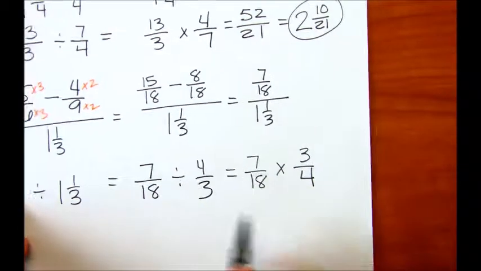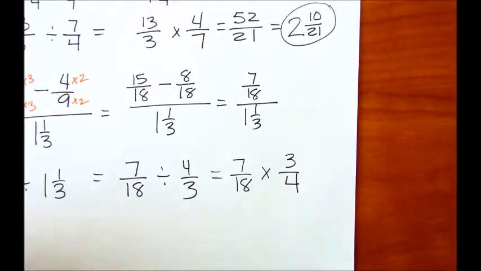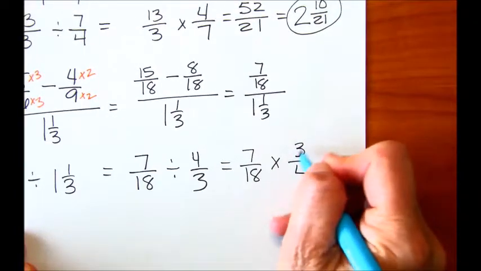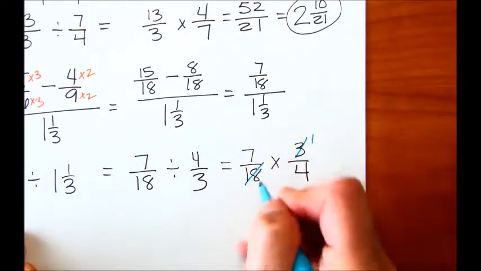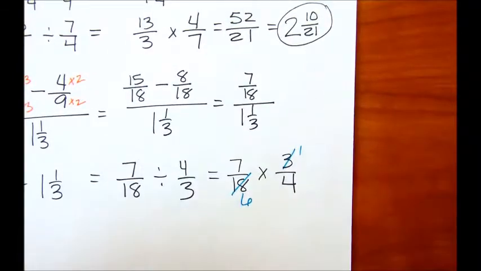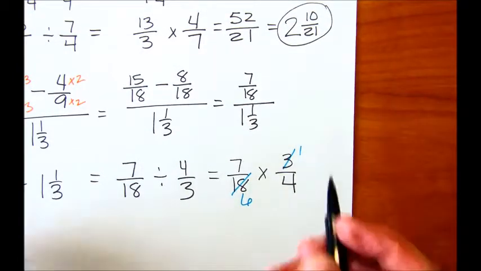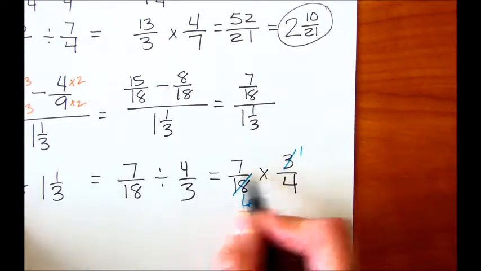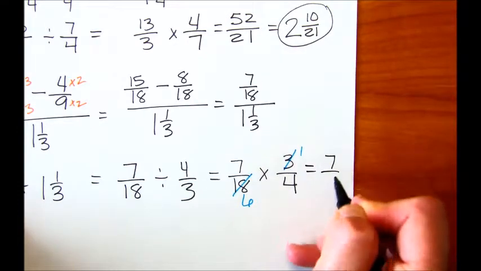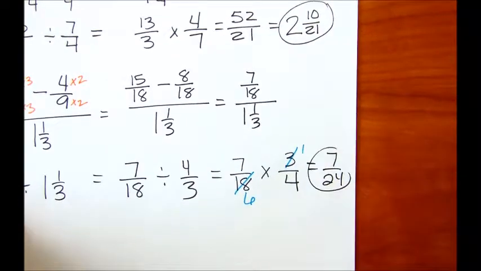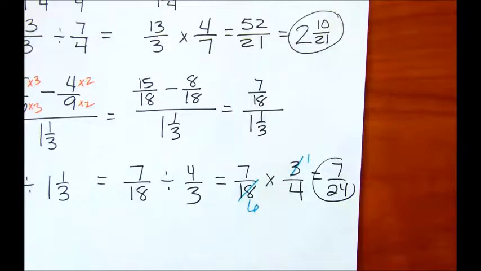All right. Looks like we can reduce the 3 and the 18. 3 goes into 3 once. 3 goes into 18 6 times. And it doesn't look like we can reduce anymore. So here we have 7 24ths. And it doesn't look like I can reduce that. So we are done with that one.